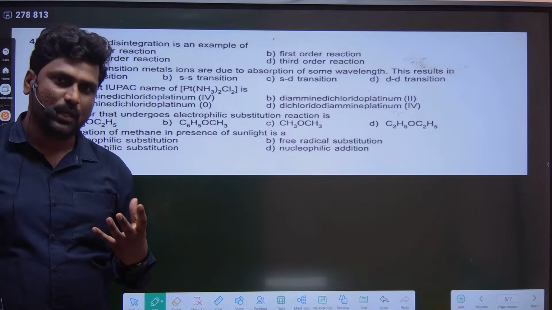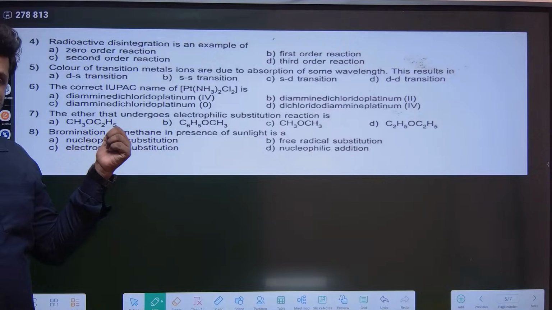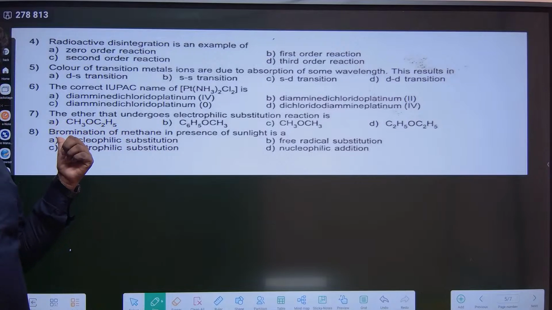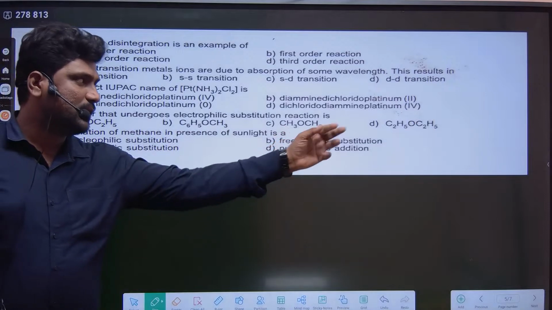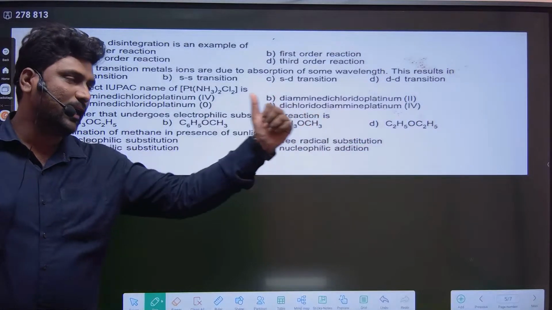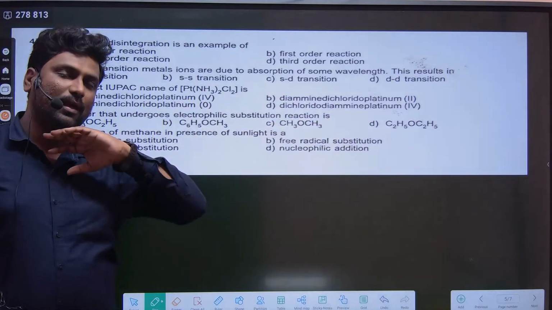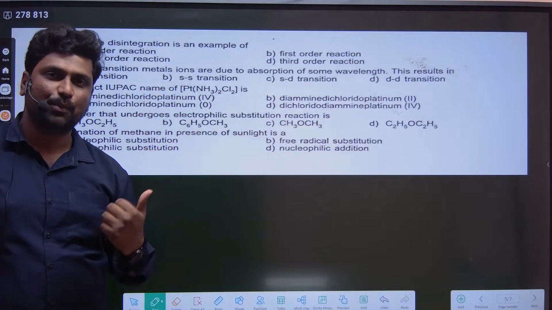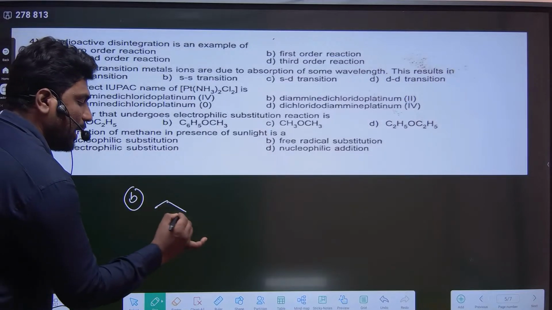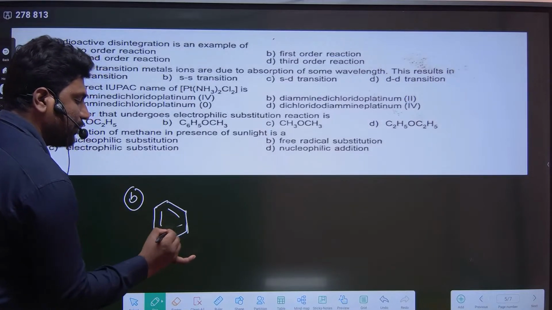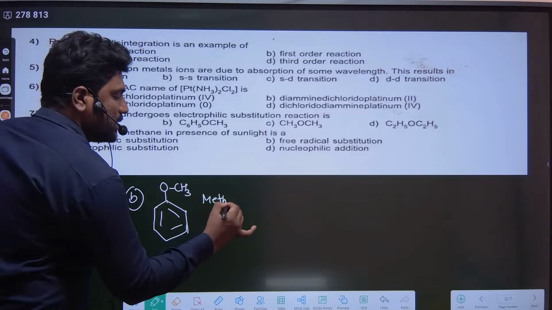Aromatic compounds, benzenoid compounds. So here, in the options, we have ethyl methyl ether, anisole, methoxymethane, and ethoxyethane or diethyl ether. Options A, C, and D do not have any benzene ring where the oxygen is directly bonded. So therefore, the answer is B, because anisole has a benzene ring which is bonded with the methoxy group. So, methoxybenzene.